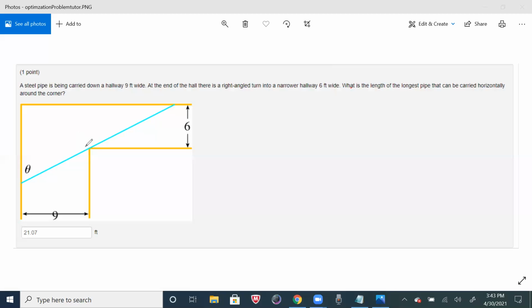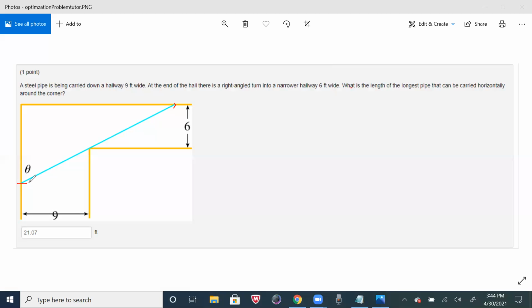Yeah, let's see. Let me think about this for a second. So this might be maybe too generic, but you have the length of something, which would be x plus y, maybe. Well, the problem is we don't know that point. We don't know that point.